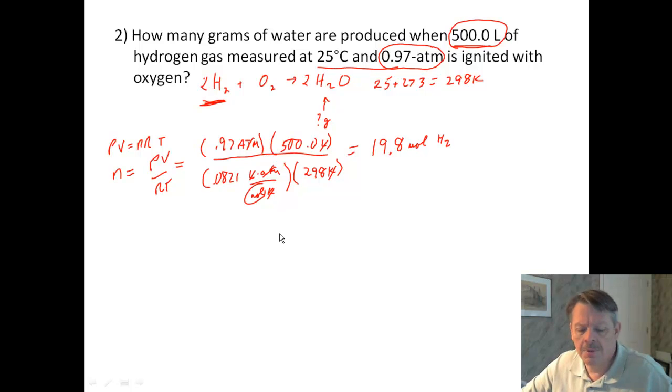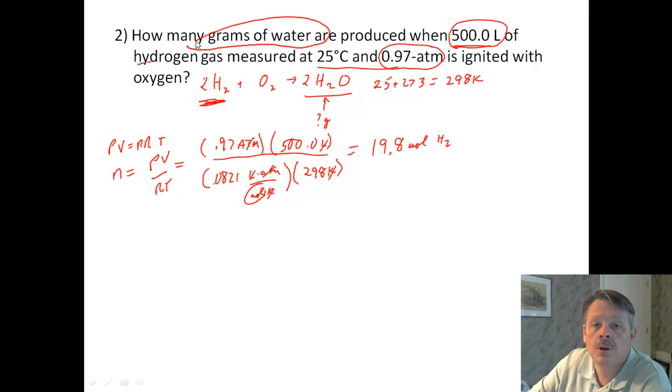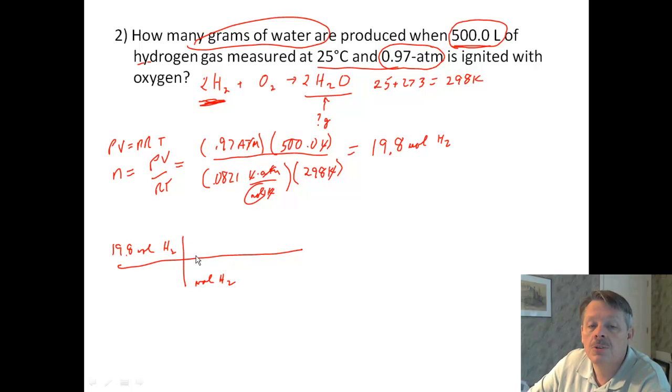Let's keep going now. We take our 19.8 moles of H2, and now we have to convert moles of H2 into moles of water. Actually, we want grams of water, because we asked for grams of water. I don't have to worry about grams of H2, I just have to worry about moles of H2. So I can go from moles of H2 to moles of water, but I don't want moles of water. I have to go to grams of water.